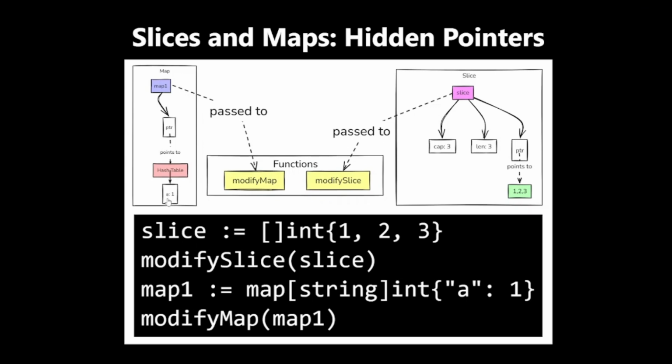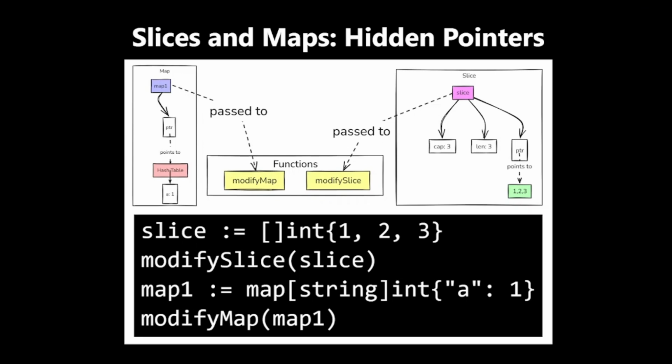We have 2 functions, modify slice and modify map. The dotted lines show that when we pass a slice or map to these functions, we are actually passing copies of these structures. Here's the key point. Even though the functions receive copies, they can still modify the original data. Why? Because they're working with the same underlying data through these pointers.